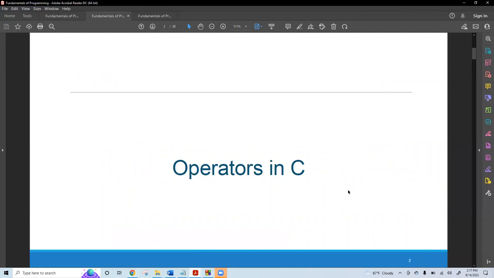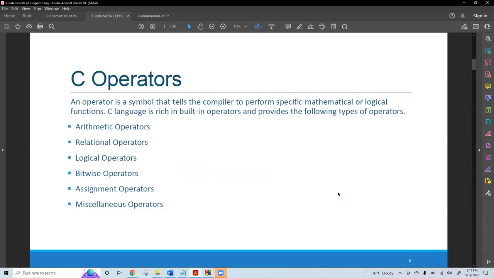So those operations are handled by operators. There are multiple operators in any programming language. So let's see what C provides us to work with our data. C operators. An operator is a symbol that tells the compiler to perform a specific mathematical or logical function. It's just a symbol. It tells the compiler to perform something on our data. So there are built-in operators in the C language.